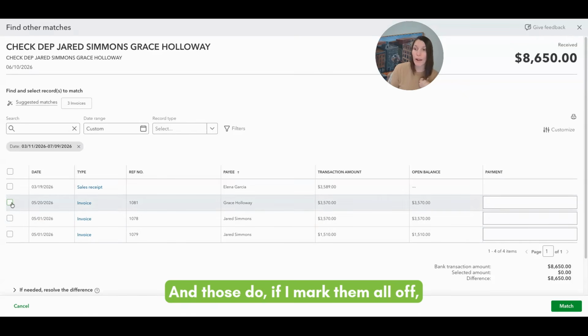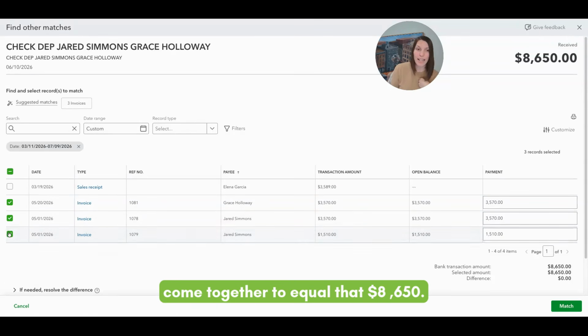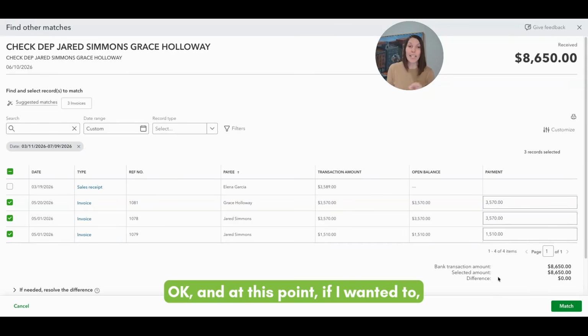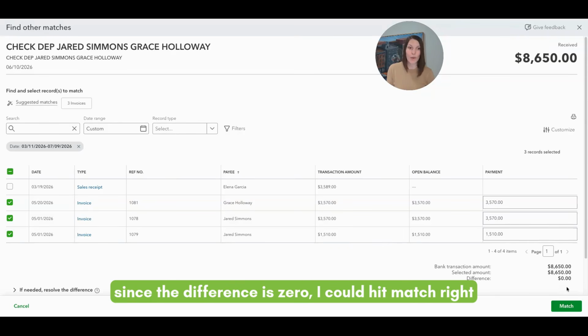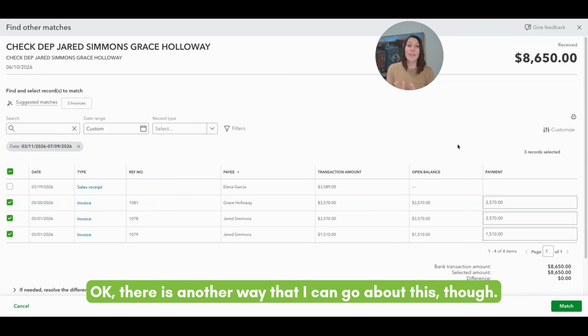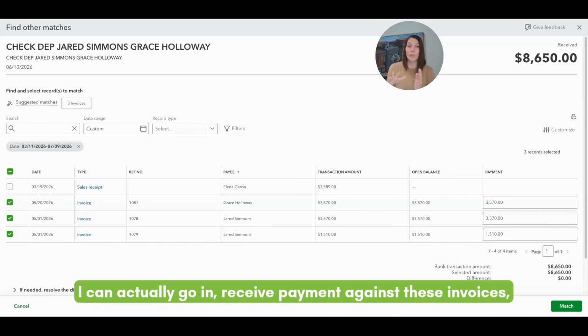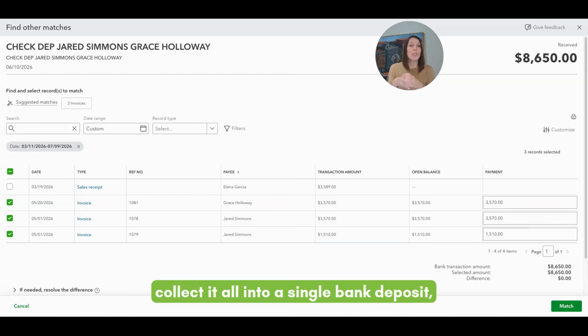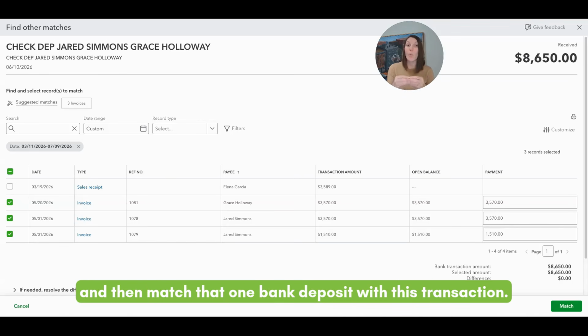And those do, if I mark them all off, come together to equal that $8,650, okay? And at this point, if I wanted to, since the difference is zero, I could hit match right here and have these transactions added to my books, okay? There is another way that I can go about this though. I can actually go in, receive payment against these invoices, collect it all into a single bank deposit, and then match that one bank deposit with this transaction.